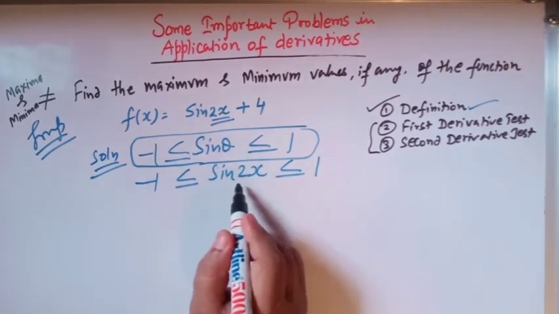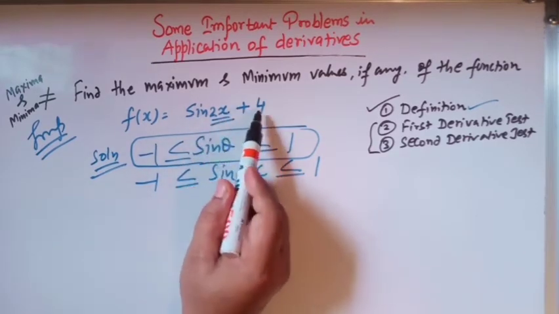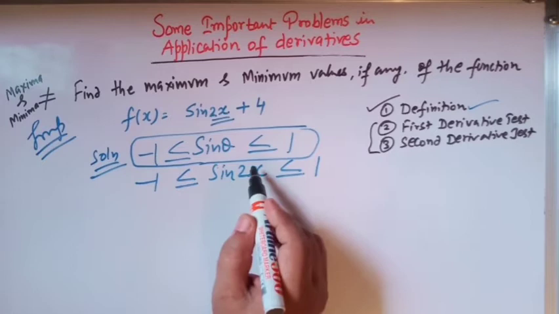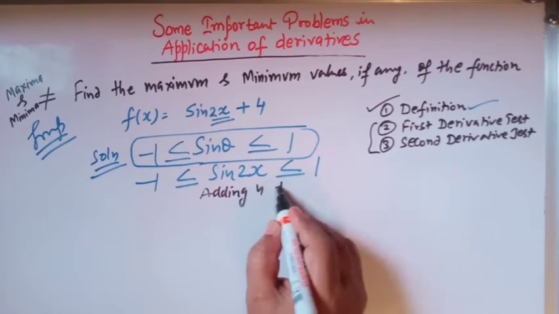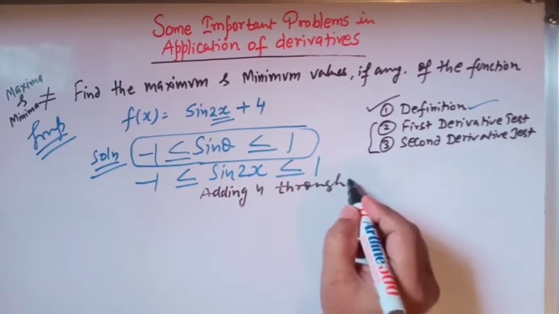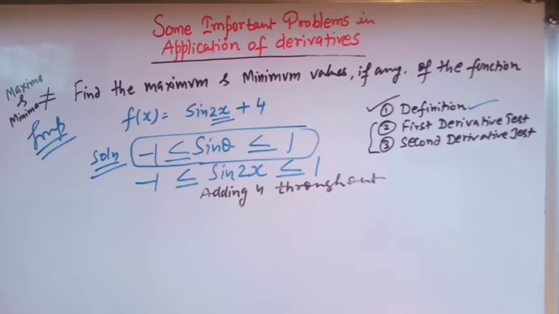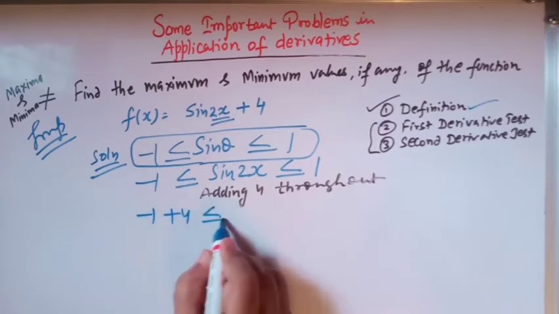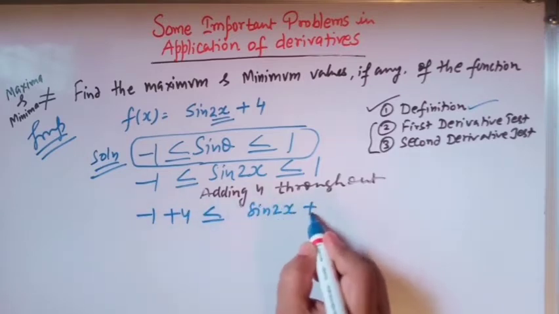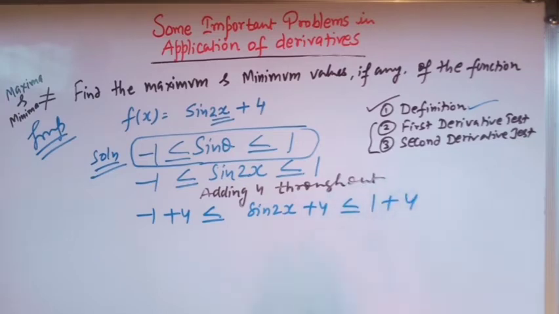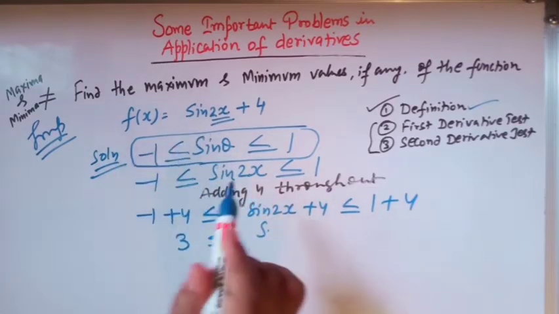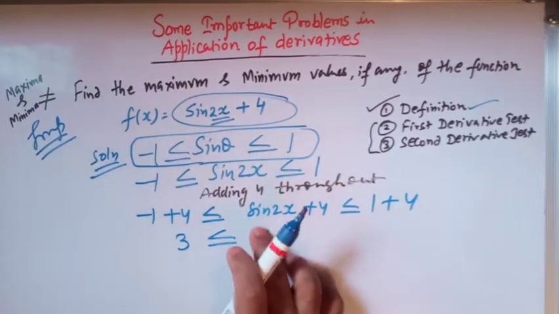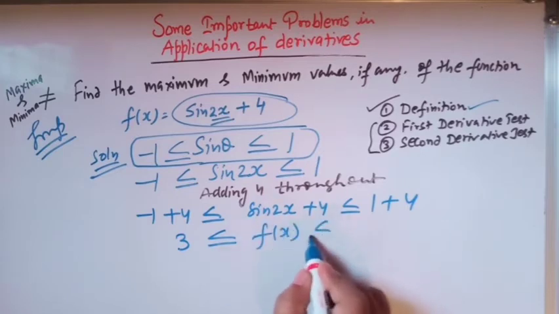Now see, here we have sine 2x plus 4. So if we add 4 throughout, we get minus 1 plus 4, and here we have sine 2x plus 4, and here we have 1 plus 4. Now 4 minus 1 is 3, and sine 2x plus 4 we can write as f of x, and here we have 5.